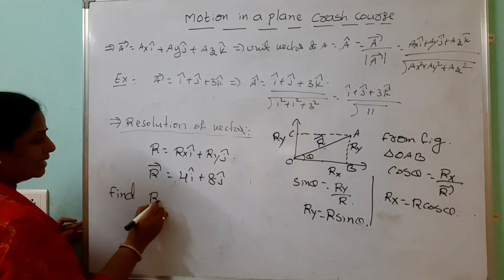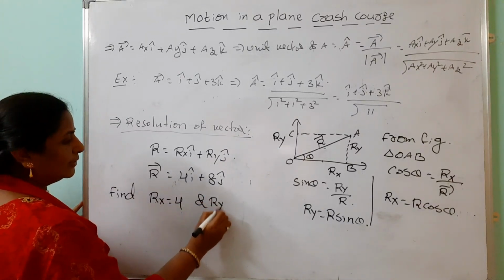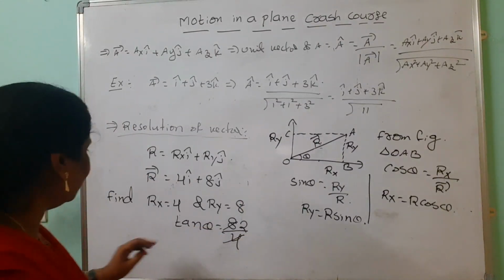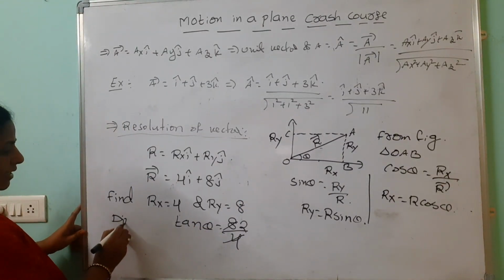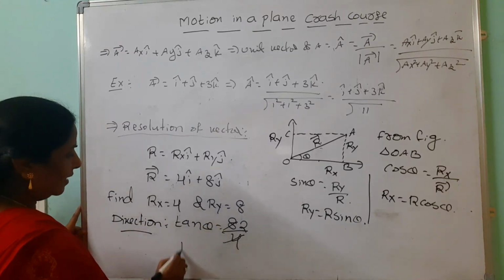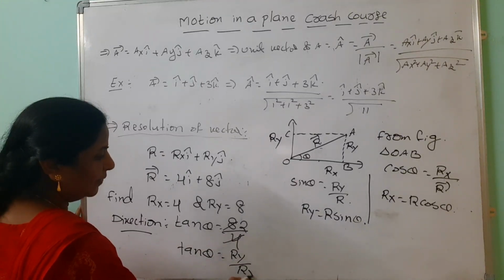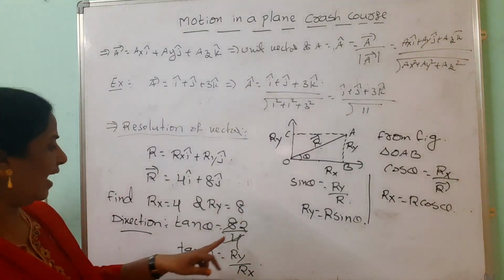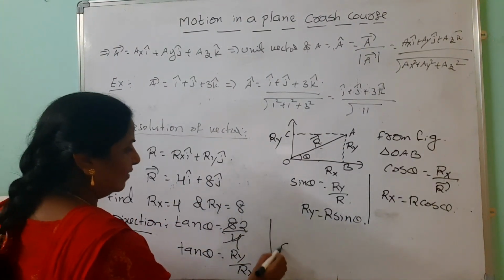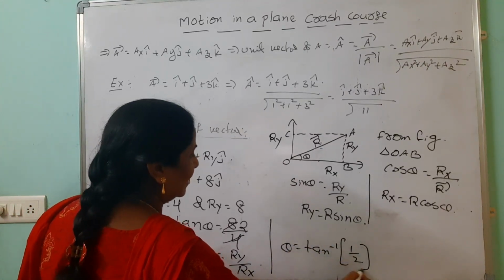So here rx is how much? Simply you can say that 4. And ry is how much? 8. Then this is rx and this is ry. From this we can find out the direction. Here direction is nothing but tan theta. Tan theta, what is the formula? Y component by x component, so ry by rx. Here ry is 8 clearly and rx is 4. And finally theta equals tan inverse of 2. This is the direction of this one.